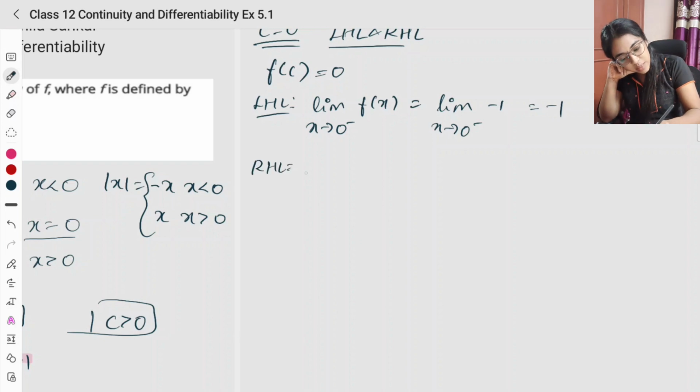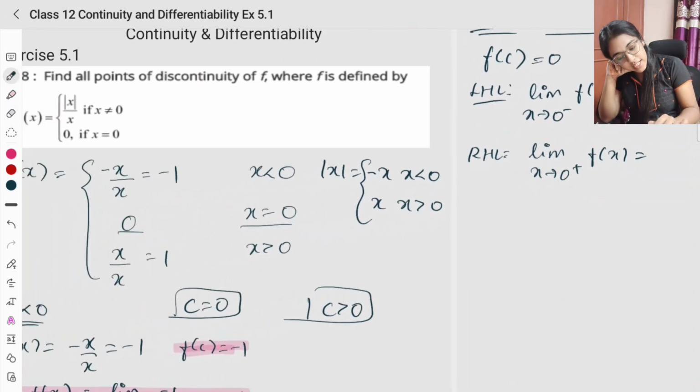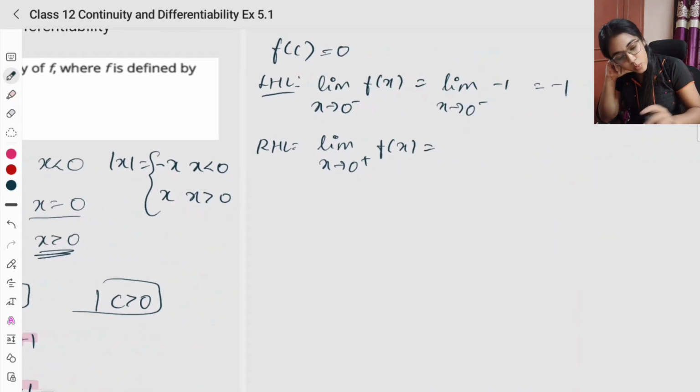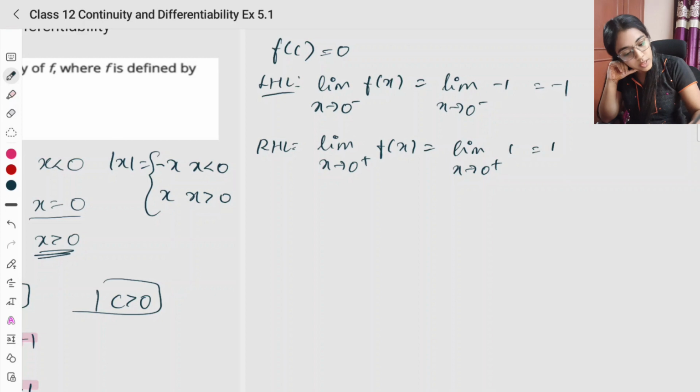What is my right hand limit? Right hand limit is going to be limit x tends to 0 plus of f of x. 0 plus means what? The value when x is greater than 0. This condition, correct? So it is going to be 1. So I have limit x tends to 0 plus of 1, which is 1.